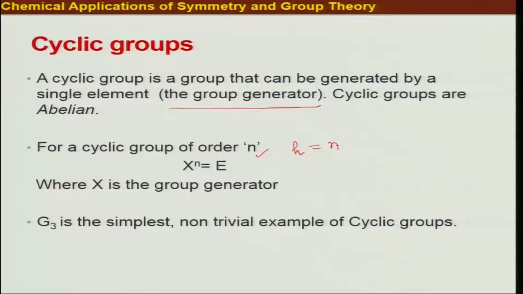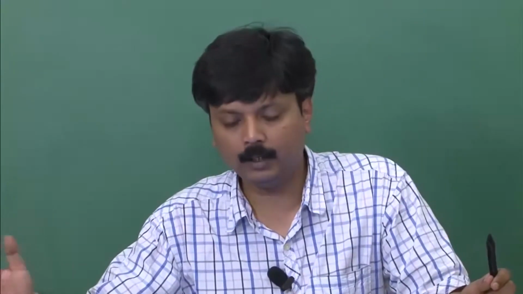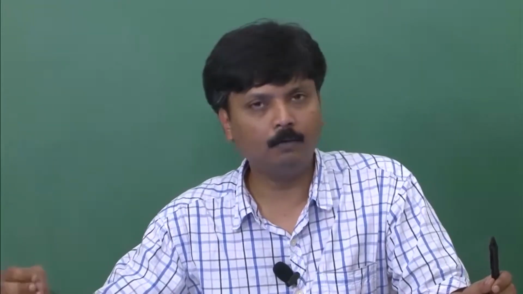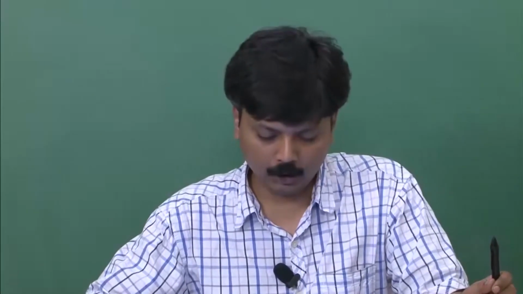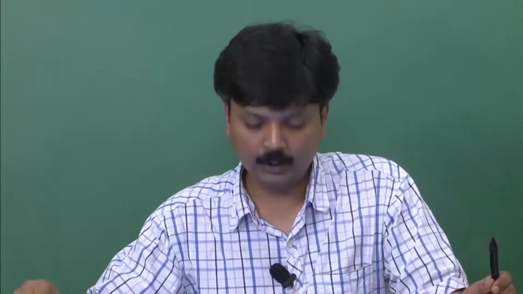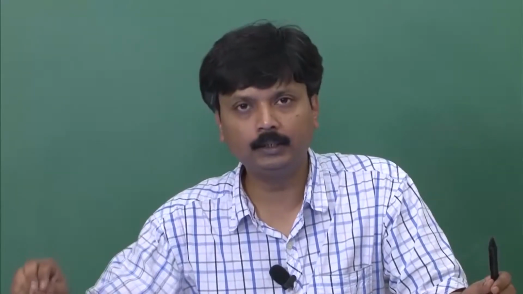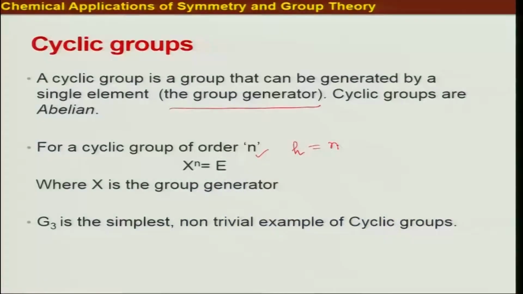And this G3 is the simplest example of a cyclic group, and this is a non-trivial example of cyclic groups. Otherwise, one can think of G2 or even G1, in terms of only the identity element. They will satisfy the condition of a cyclic group, but they are trivial, right? So this is the first non-trivial example of a cyclic group. This is G3.